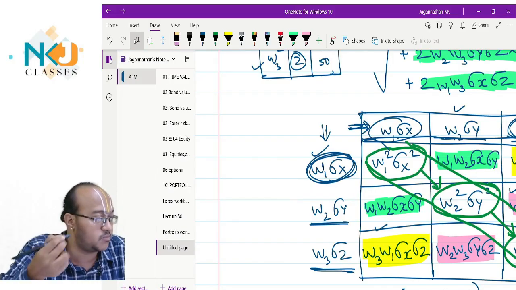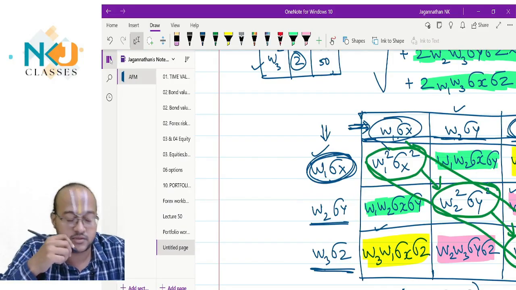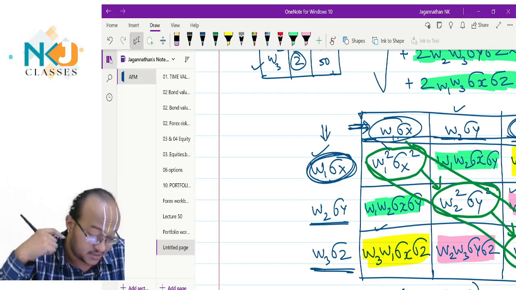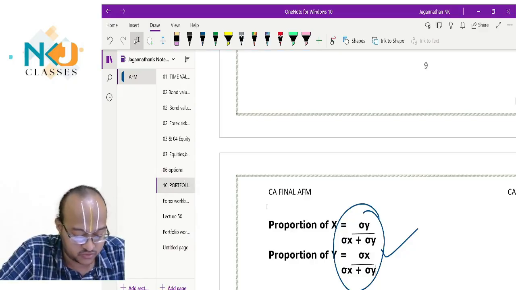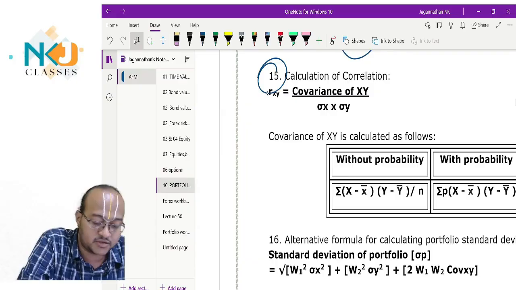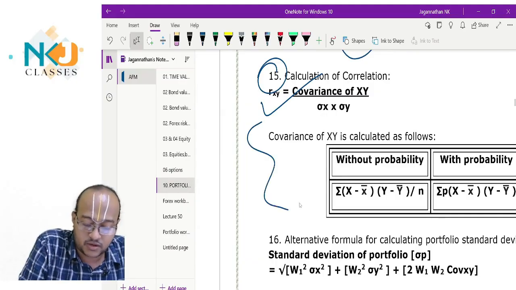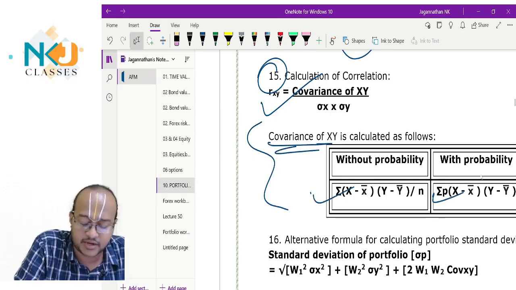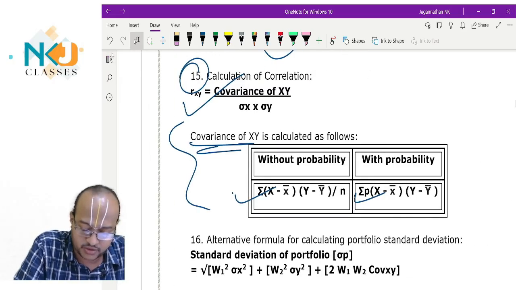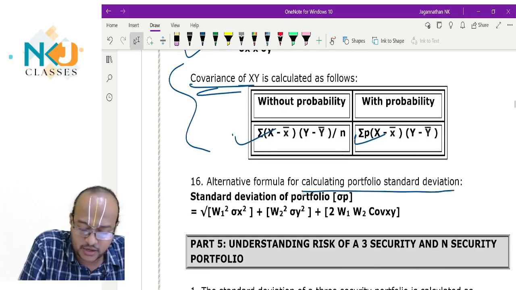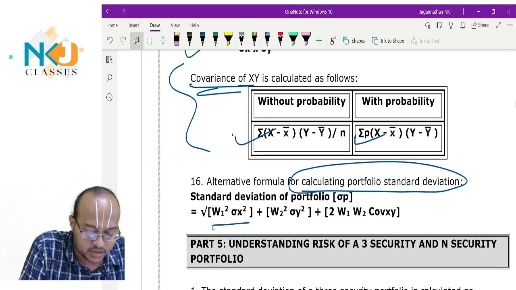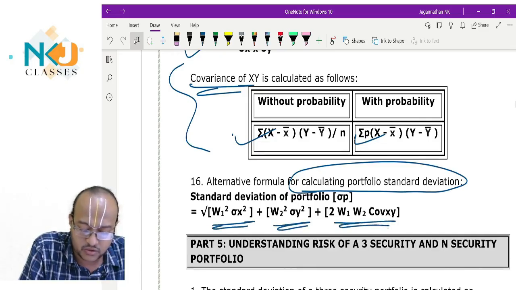I don't have time to start Markowitz portfolio theory, which we will start discussing in our next class, that is tomorrow morning. See here, I have given this as notes also. You can go through it. See, the calculation of correlation is given as 0.15. Question number 1, without probability, calculation of correlation, covariance is calculated using this. Ultimately, it will have an effect on correlation also, because you calculate by different methods. The alternative formula for calculating portfolio standard deviation is W1 square sigma 1 square plus W2 square sigma 2 square plus 2 W1 W2 times the covariance.